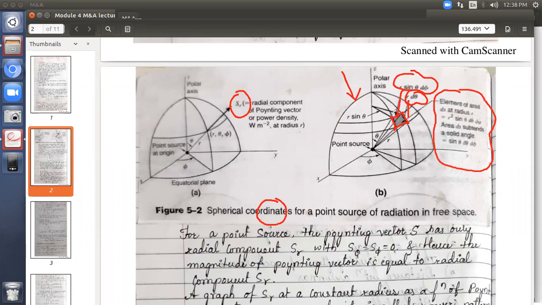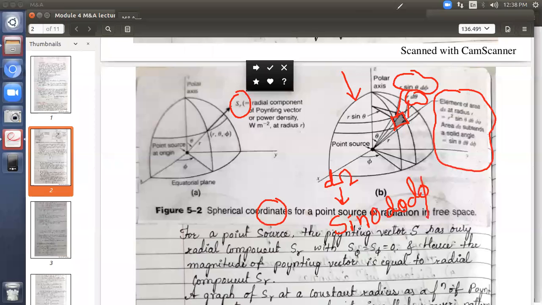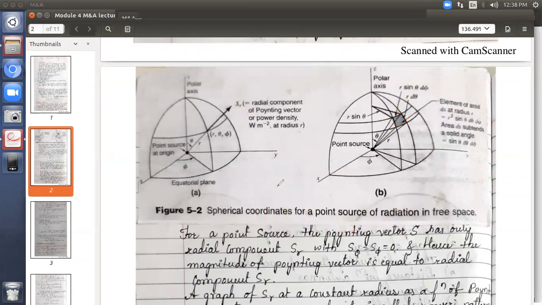Please go through the link, you can get it. Why the area is this, a into b. The sides are r d theta and r sine theta d phi. That's why in yesterday's classes, when we solved the problems, instead of d omega, we have taken sine theta d theta d phi. I hope you understood this much.